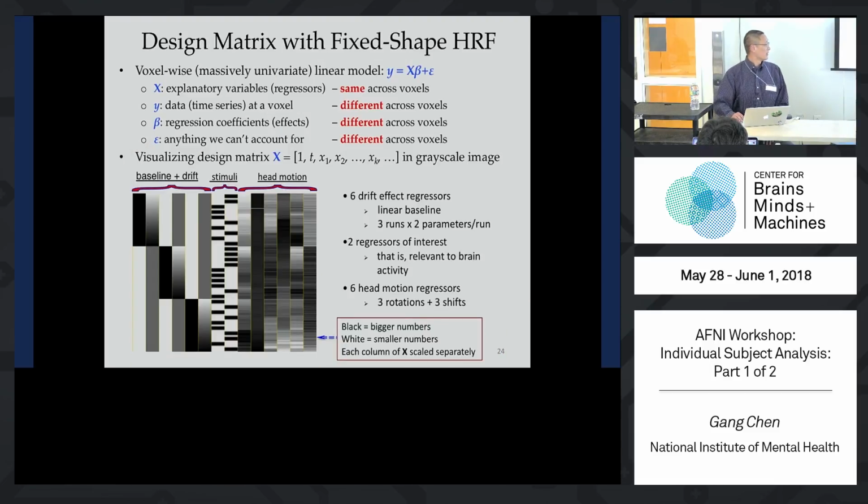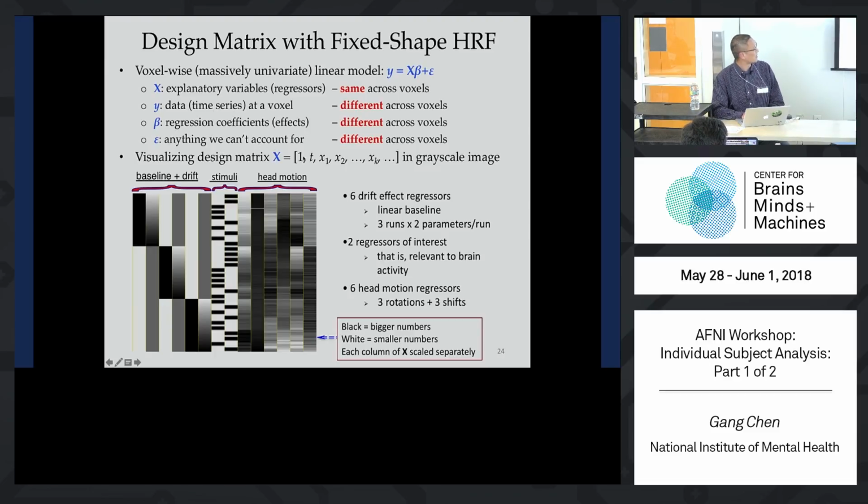So the next 2 slides, we show different ways to check your design matrix. Remember, we have this model y equals x, the design matrix, times the beta values, the effect estimates, plus the residuals. The x is the same for the whole brain. For every voxel, we share the same x, but y is different, right? Each voxel has its own time series, the response variable. Beta, of course, is different across subjects.